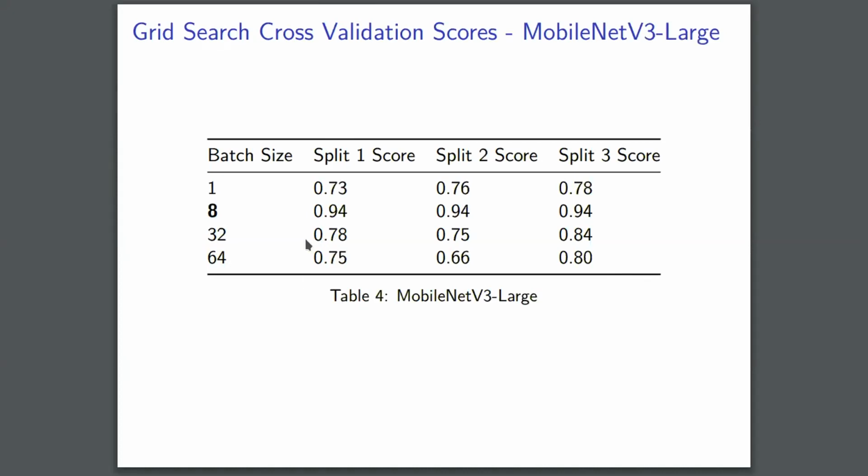And coming to MobileNet version 3 large, you can see that 8 is having a stable 94% training accuracy. However, 1, 32, and 64 are all having around 75 to 80% accuracy, and they are not as good. This is because, as I stated before, MobileNet version 3 large isn't capable of generalizing as well as the other models.